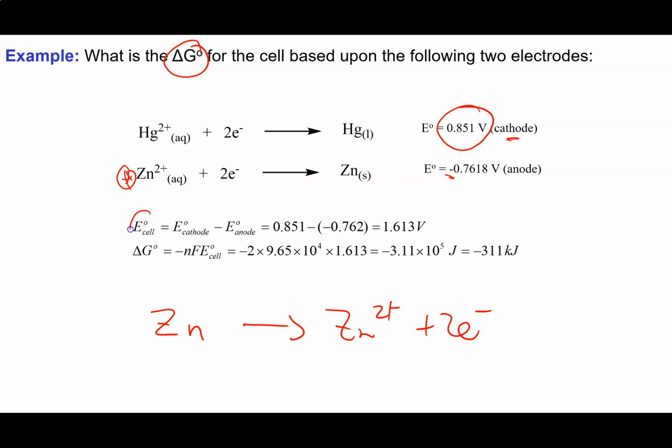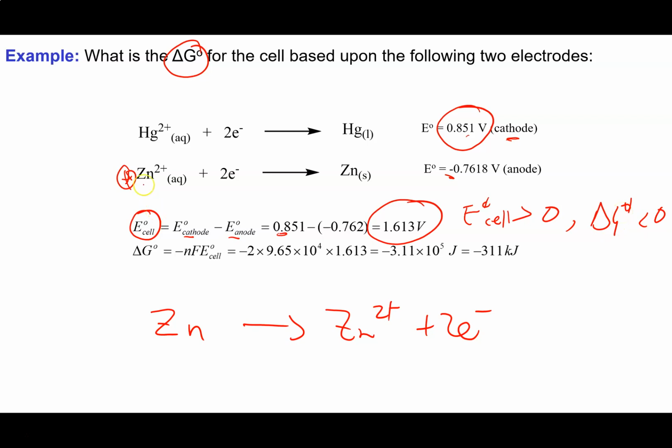So let's calculate the cell potential here. It's always cathode standard reduction potential minus anode standard reduction potential. So 0.851 minus negative 0.7618. That gives a standard cell potential of 1.613 volts. So E°cell is greater than 0, this is a spontaneous process, so I know that ΔG must be negative.